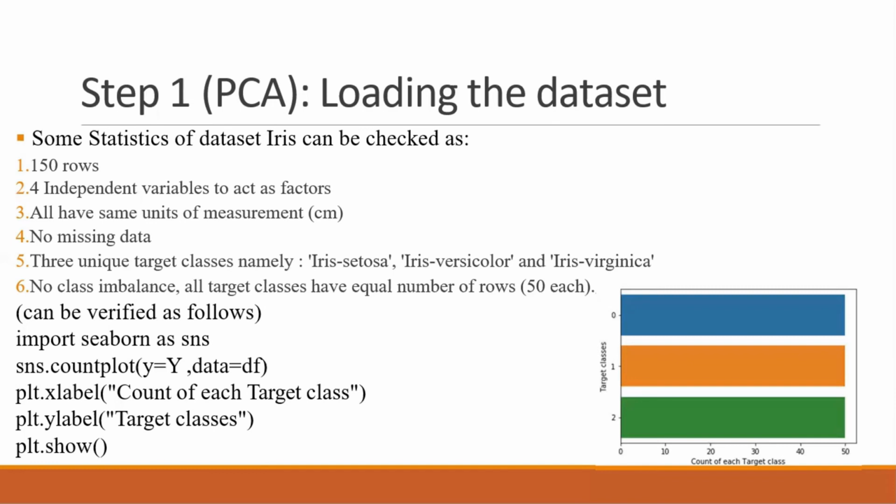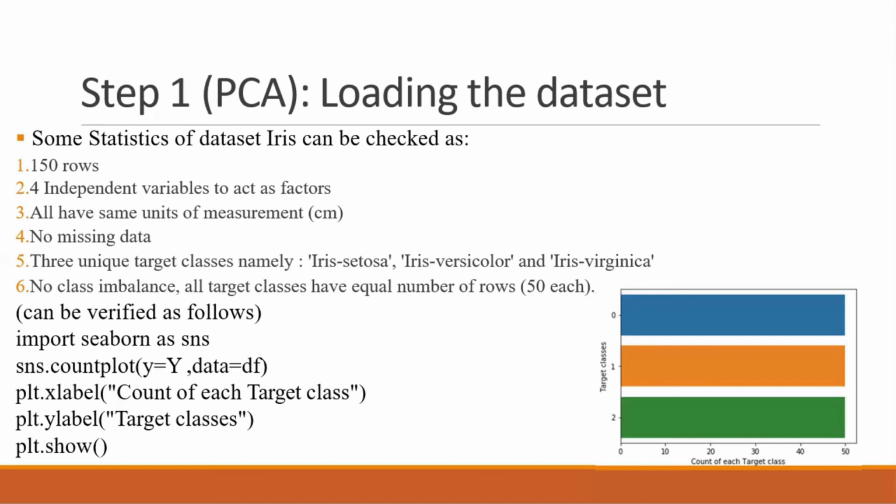You have to deal with the class imbalance, but for that you have to check it, and that can be checked using this: import seaborn as sns. Seaborn is a visualization library. sns.countplot is a very handy function to check the actual count of each class in the dataset. If my y column has 0, 1, and 2, that has been plotted on the right-hand side. You can see the target classes 0, 1, 2, and that all three classes have a count of 50 each.